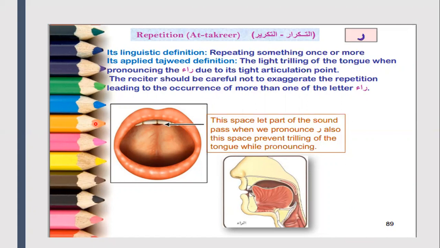So if I say Ar-Rahman, it has a natural taqreer. It already has taqreer. But if I exaggerate it, even if it's shadda, this is incorrect. Even with shadda, we can say Ar-Rahman. If I repeat it too much, this is incorrect because I'm exaggerating the repetition in the ra.